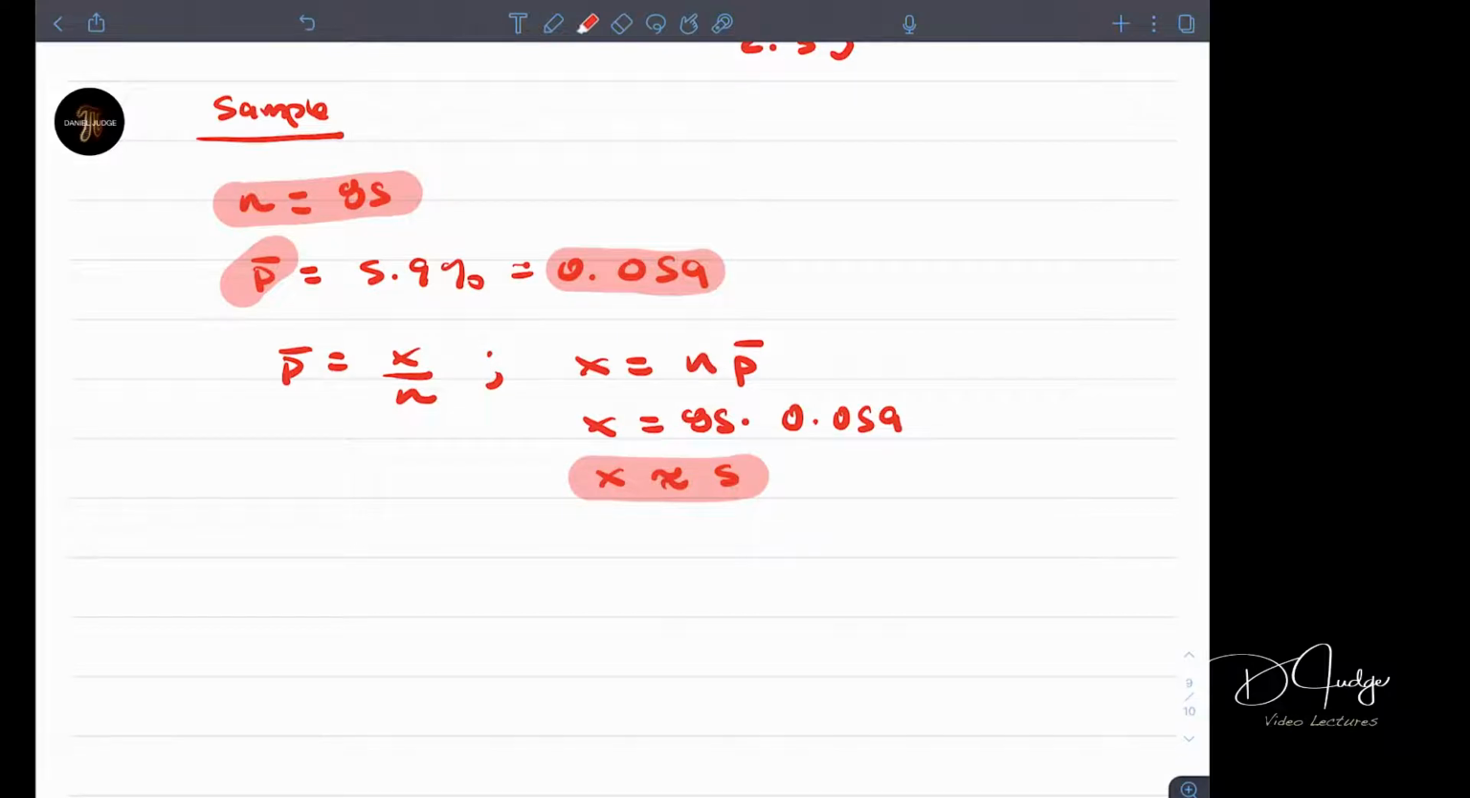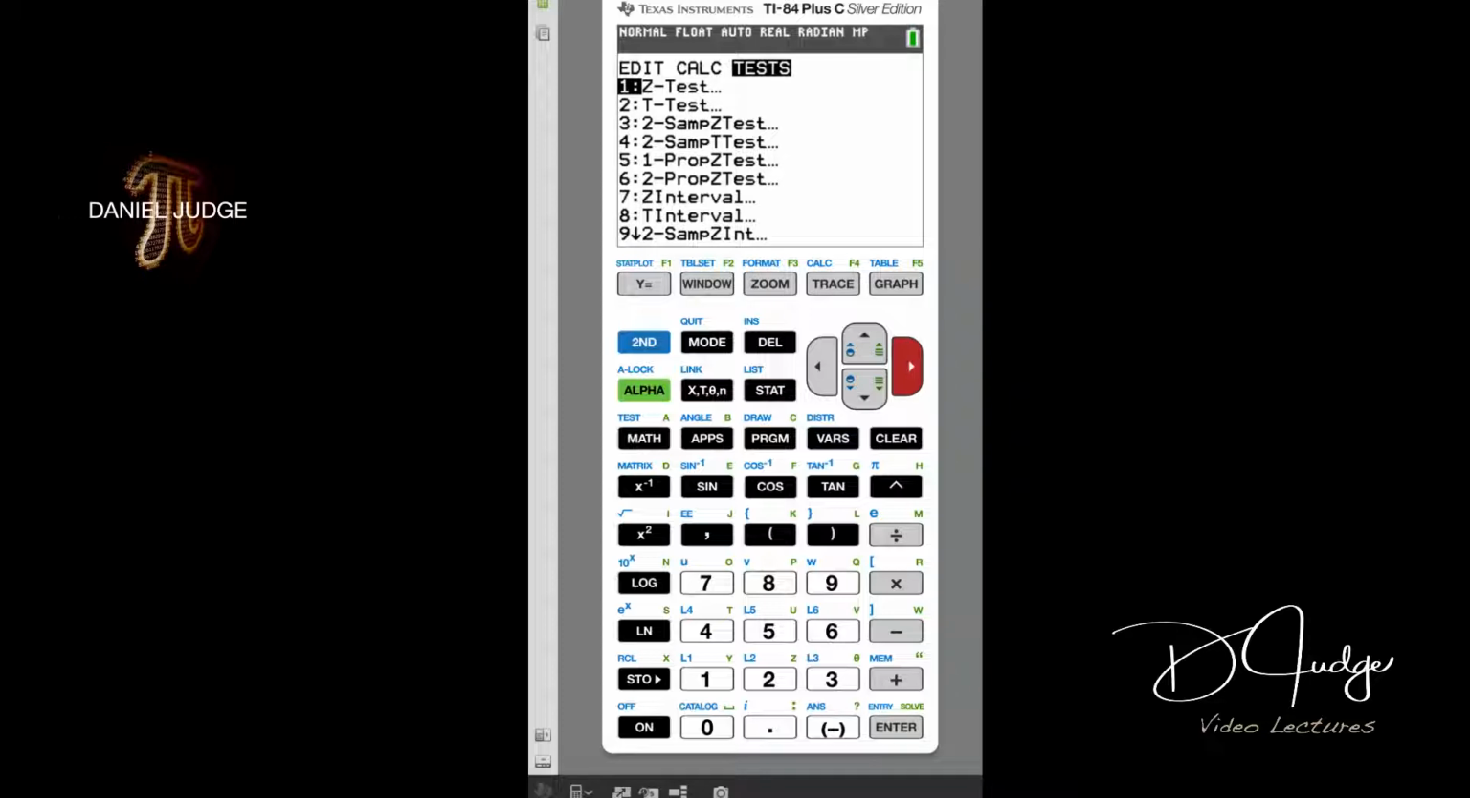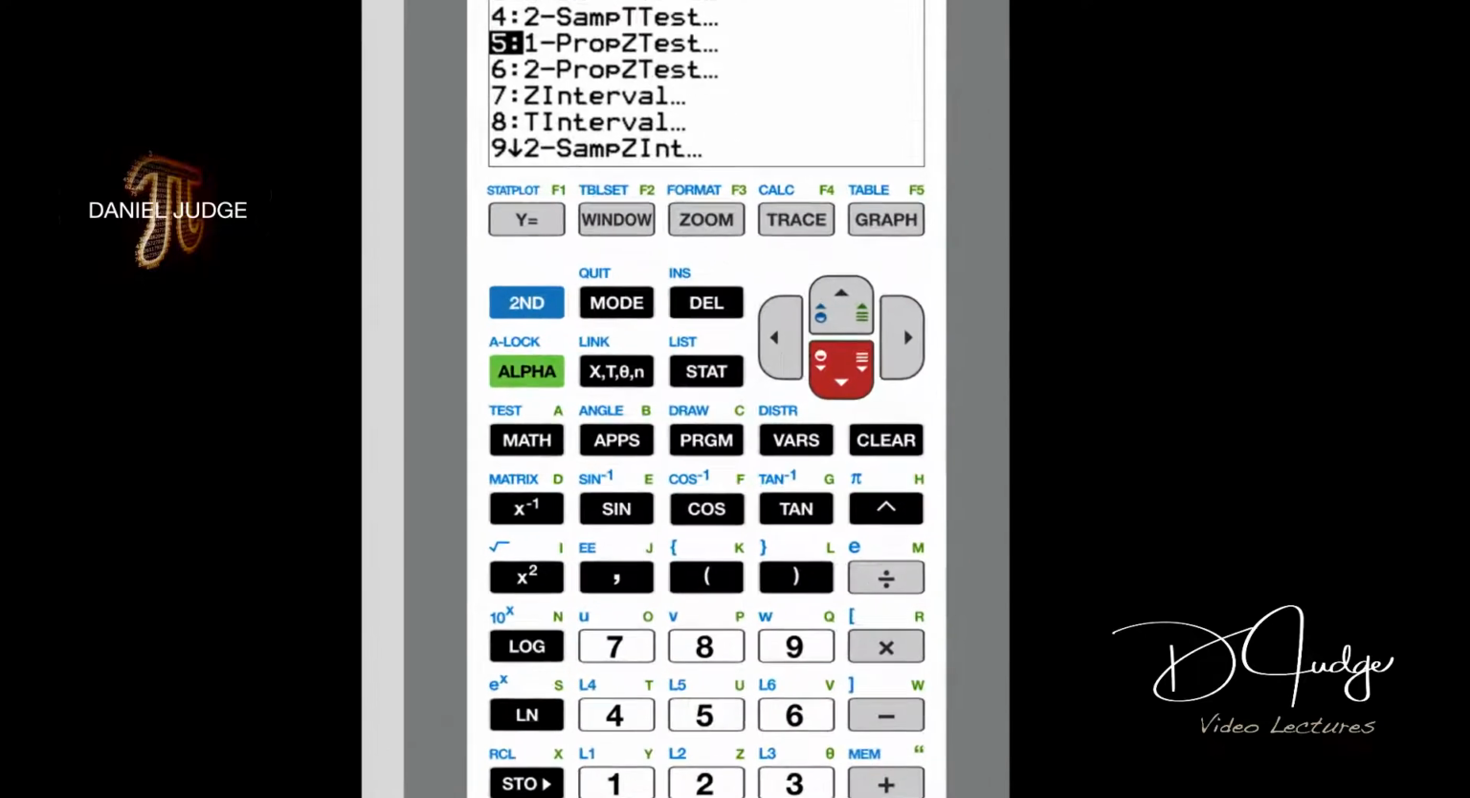So let's go to the calculator. Okay, we're going to clear you out. Well, we're going to keep you. This is all the relevant information. We're going to go to STAT, TESTS. Remember, this is a 1 proportion z test. That's number 5. 1 proportion z test.